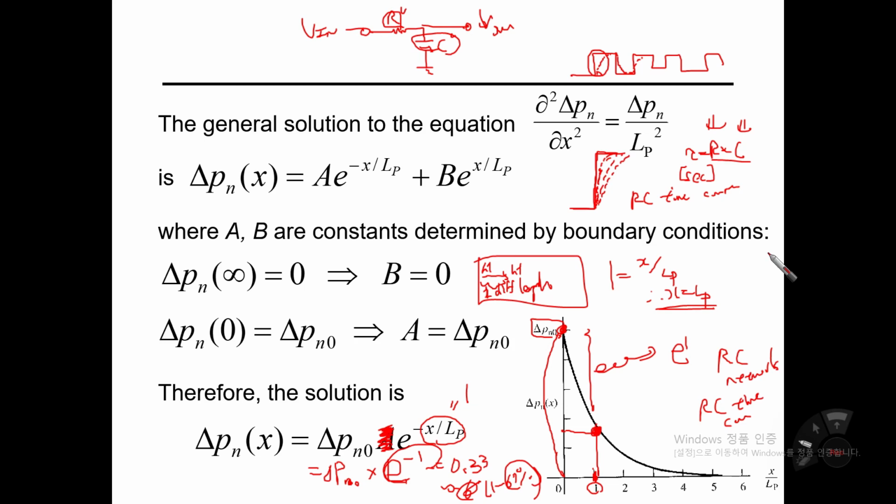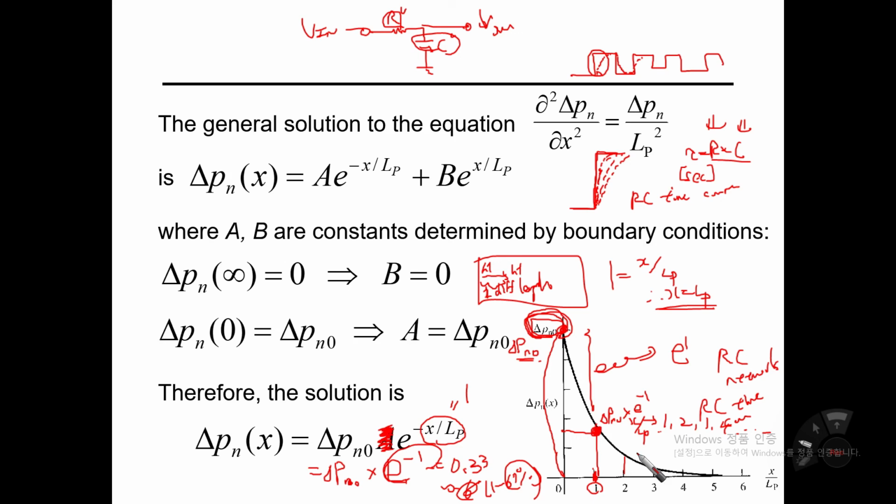Same mechanism can happen here. How many newly created holes survive as x is increasing? Here, x over Lp has been increased by 1, 2, 3, 4, and so on. The initial excess hole concentration was delta p_n0, but when x over Lp is 1, then it is only delta p_n0 times exponential minus 1.